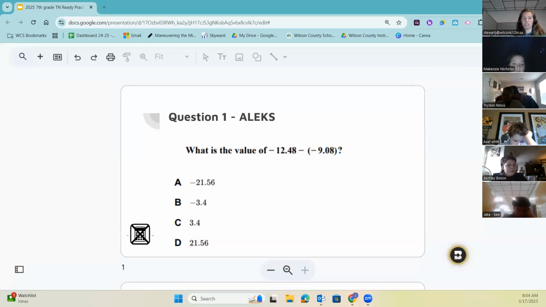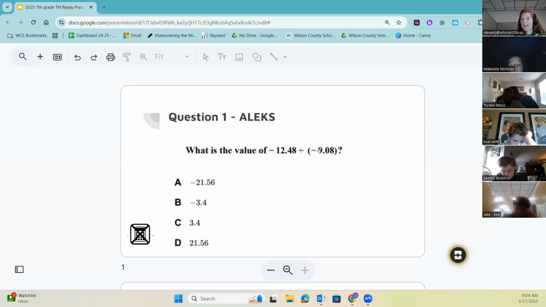All right, this was what we got from the start. Now, for this problem, this is no calculator, right? So your probable tendency is to want to go ahead and start calculating, right? But I'm going to urge you to pause. What is the value of negative 12.48 minus negative 9.09?